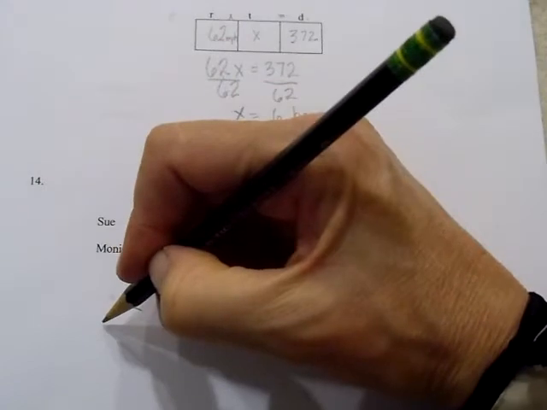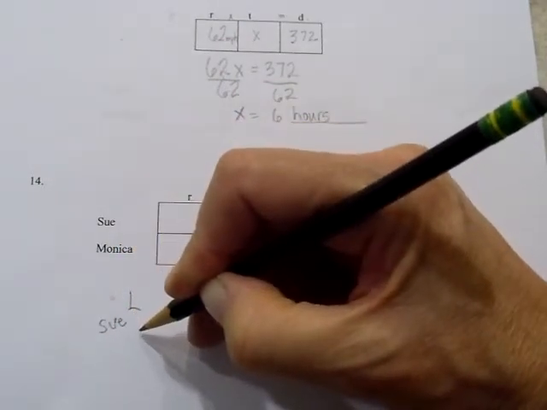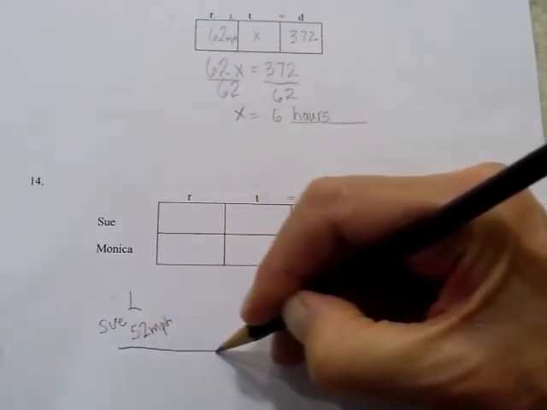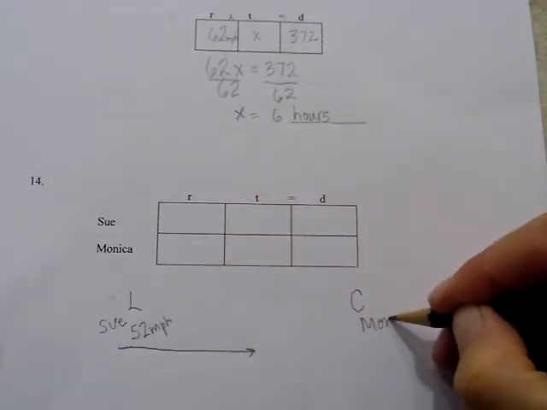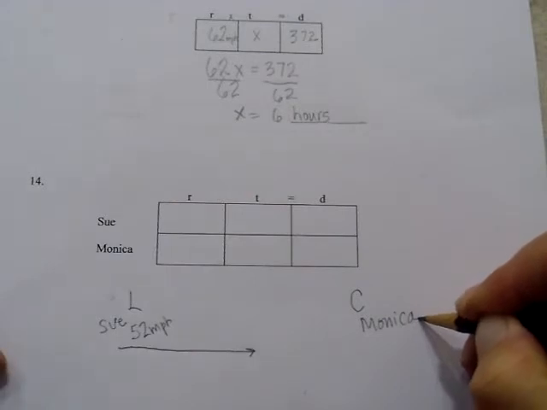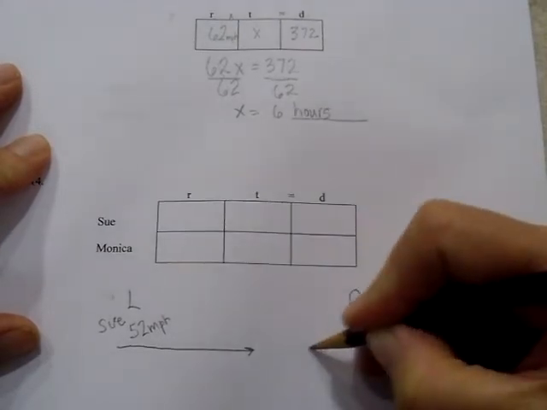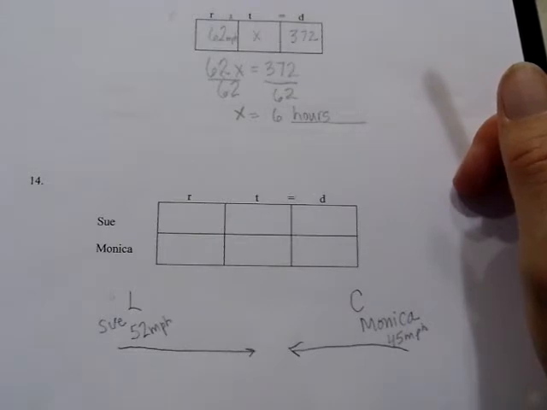We have Sue here. She's starting here, going 52 miles per hour this way. And we have Monica here, and she is going 45 miles per hour, and she's going this way. All right, Sue goes 52 miles per hour, Monica leaves at the same time and travels 45 miles per hour. The question is, how soon will the two meet?